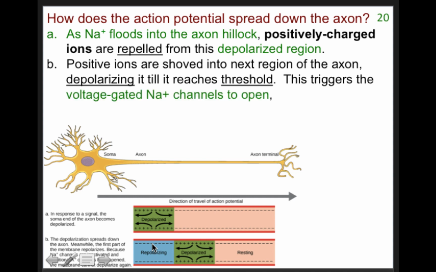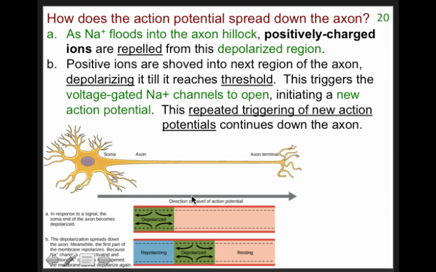So overall, we're talking about the spreading of these positive charges caused by the influx of sodium to the next part of the axon, and that depolarizes that segment enough to start a new action potential, and this basically repeats all the way down the axon.